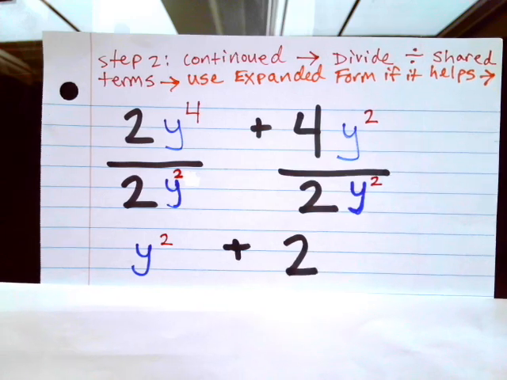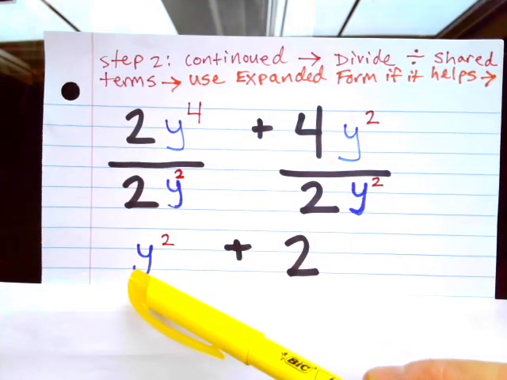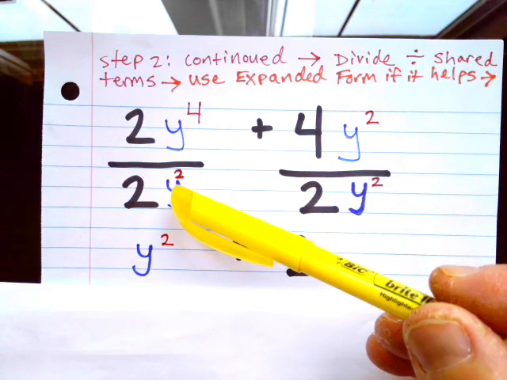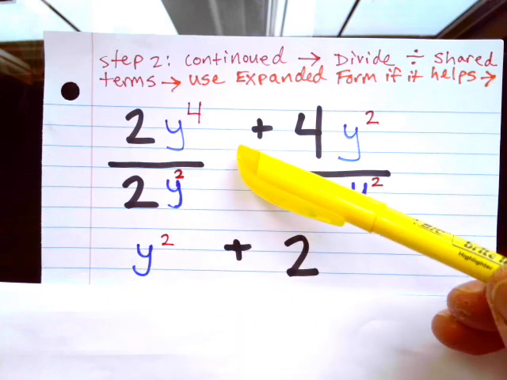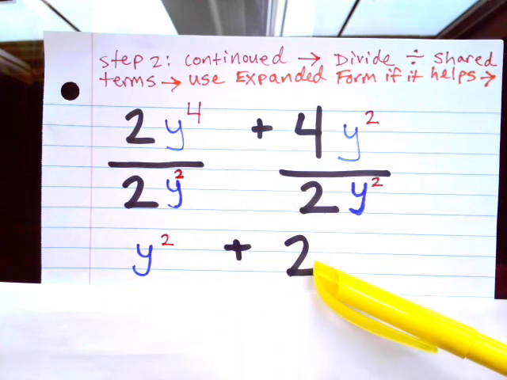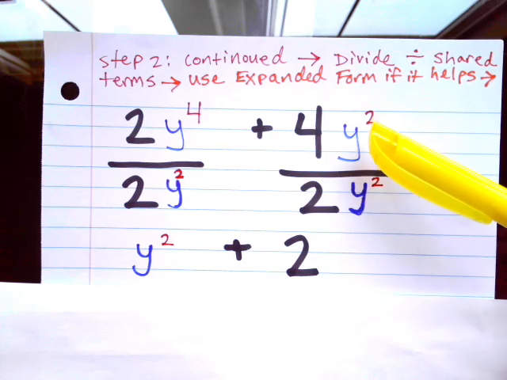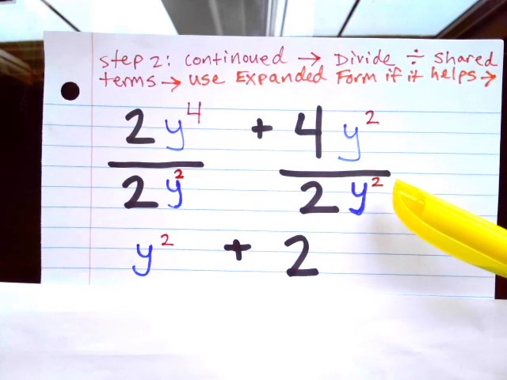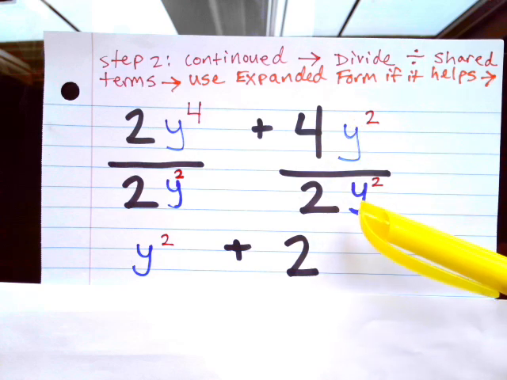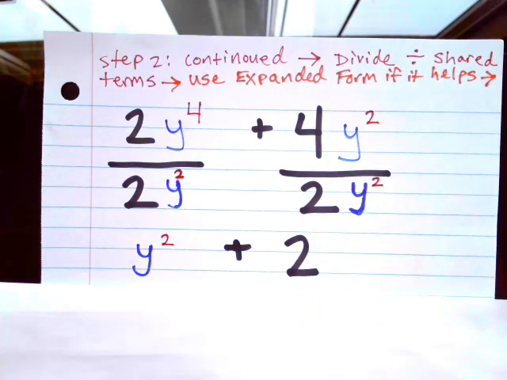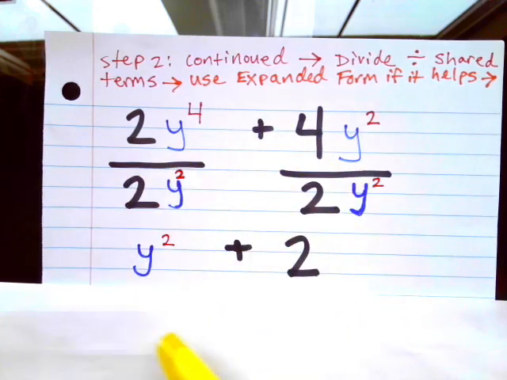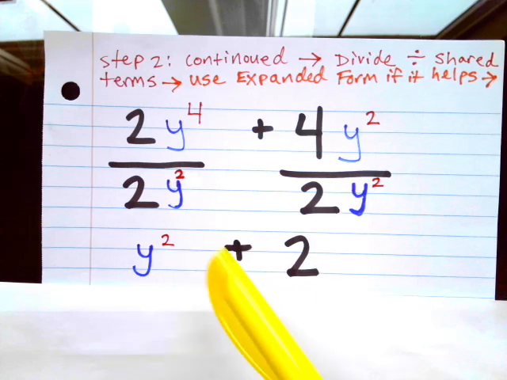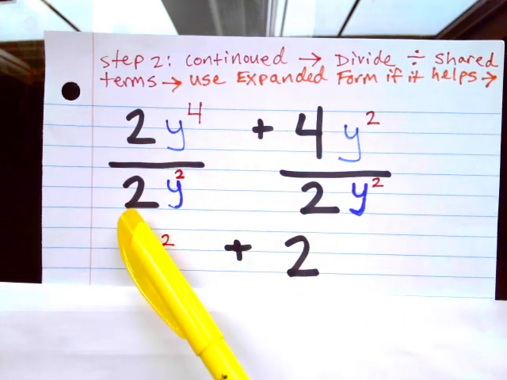And what do we get? 2 over 2 is 1. Y to the 4th divided by y to the 2nd, the rule is you subtract the exponents. You end up with y squared, plus 4 divided by 2 is 2. Again, you subtract these two exponents, you get 0. Anything to the 0 power is 1. So 2 times 1 is still just 2. We get y squared plus 2 as the remainder, I guess, as you could say, from factoring these two terms. Now the remainder goes inside parentheses, which I'll show you in just a moment.